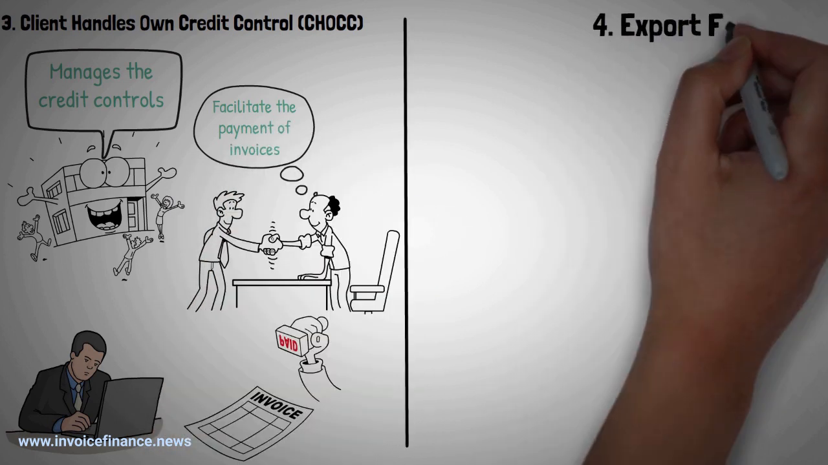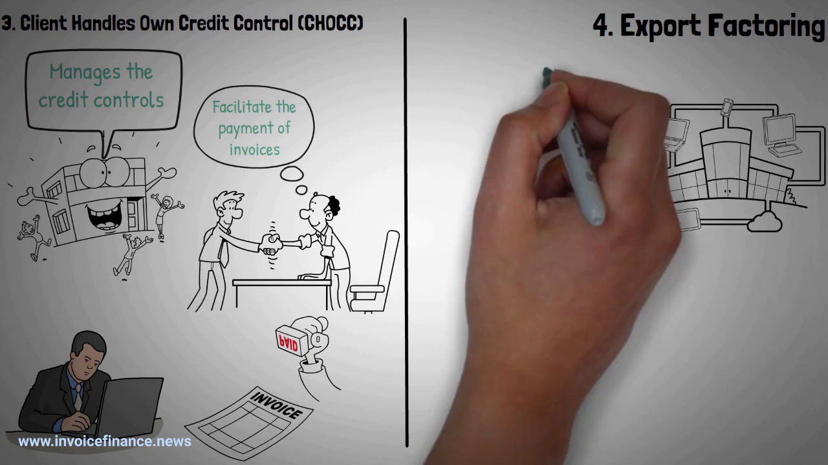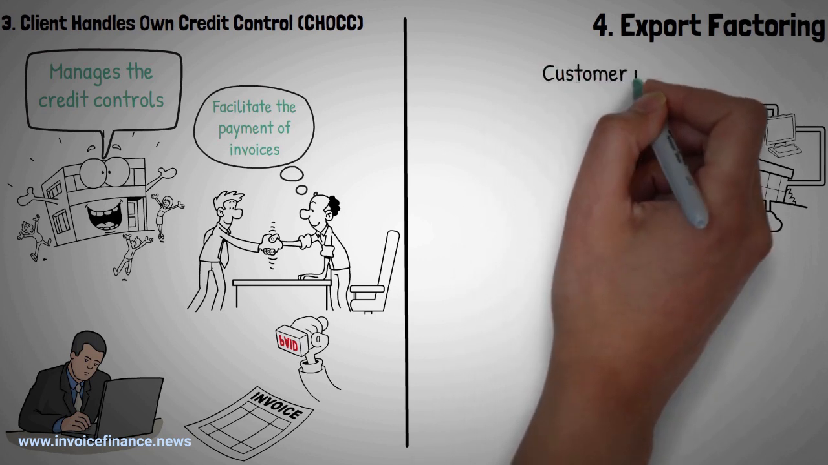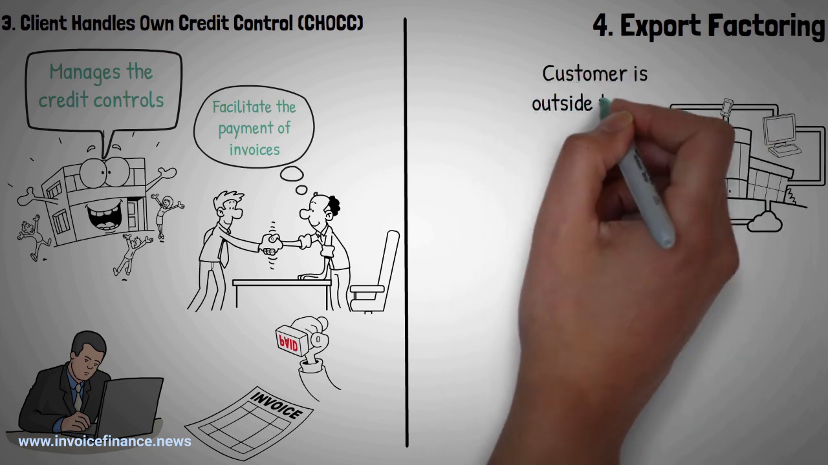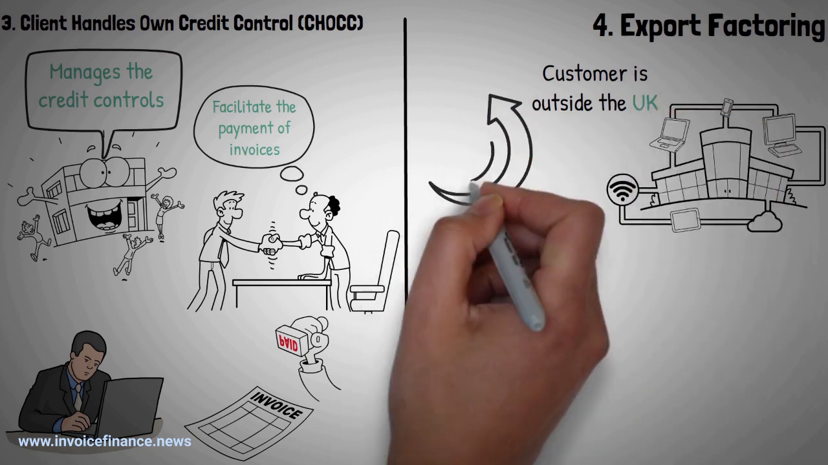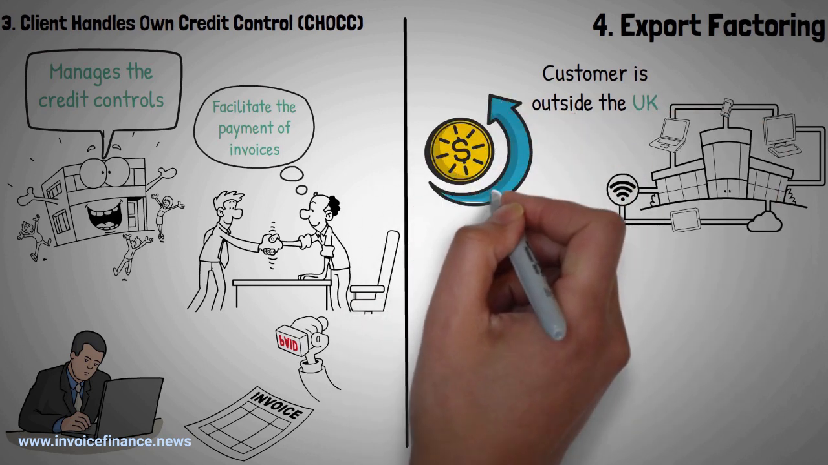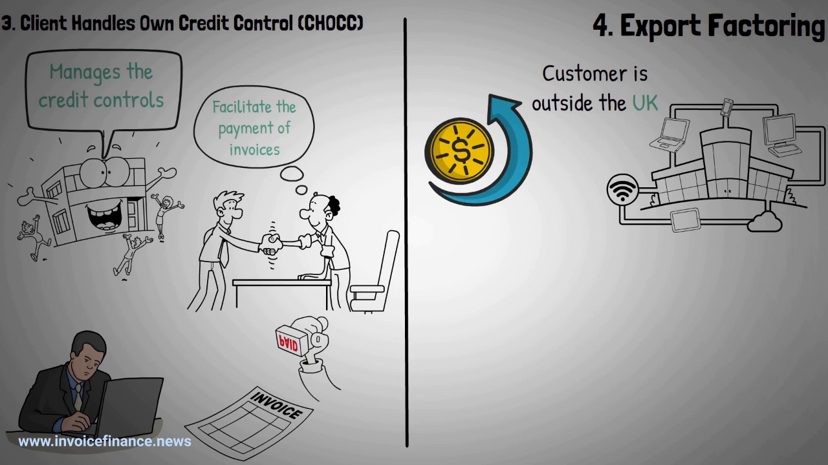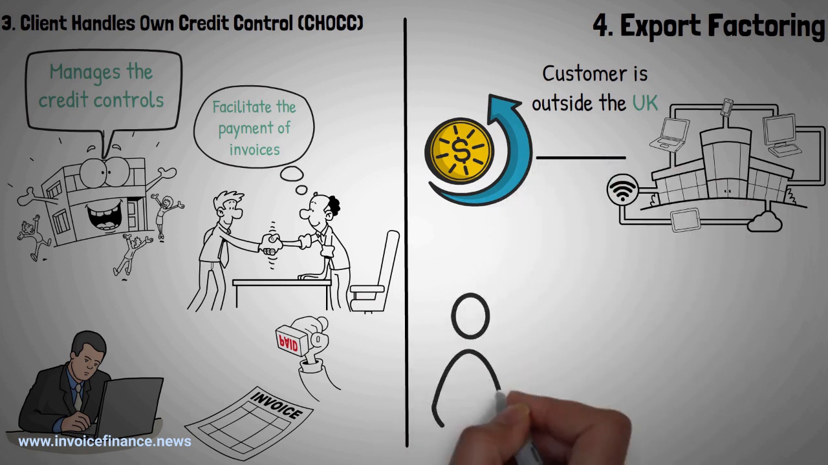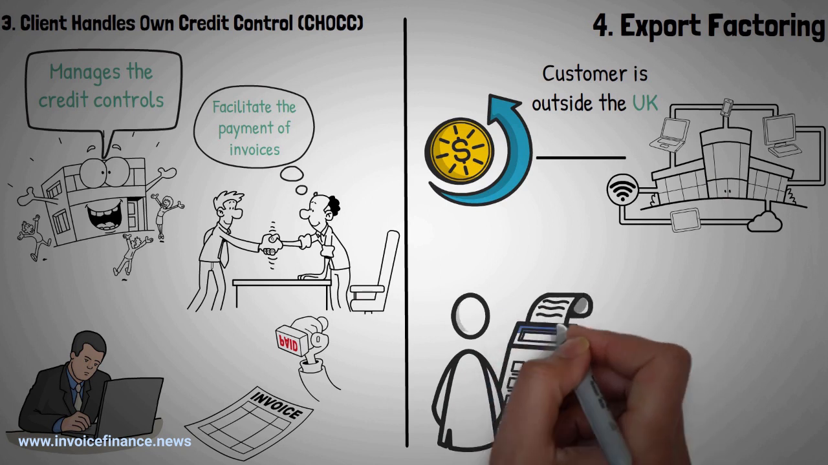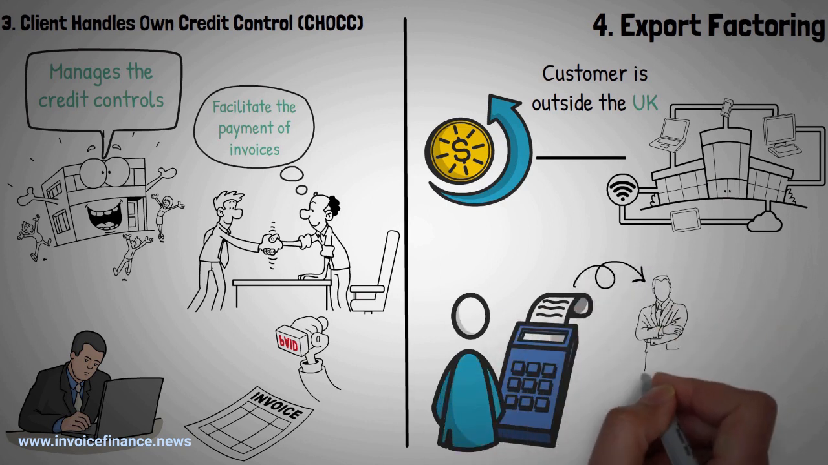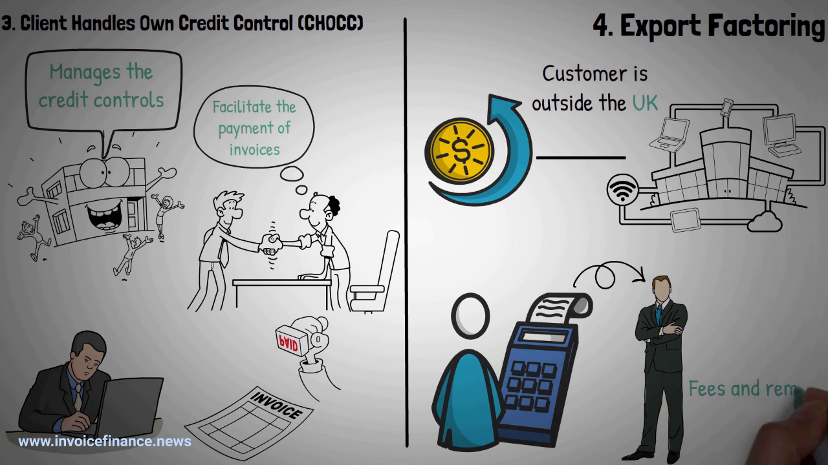4. Export factoring. For a British company, export factoring is used if their customer is outside the UK. This product will use an affiliate to do the credit control. This affiliate will be a factoring company in the same country as the customer. Once the affiliate invoice financier has secured payment from the customer, it will send the money to the UK-based invoice financier, who then takes their fees and remits the balance to the British company.